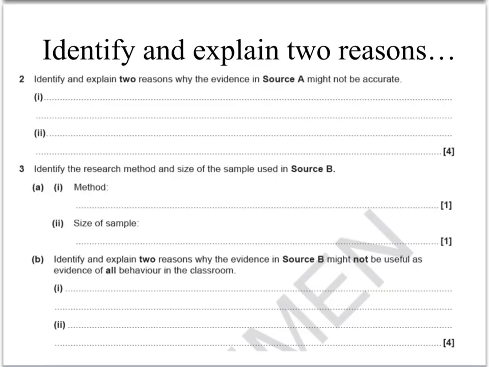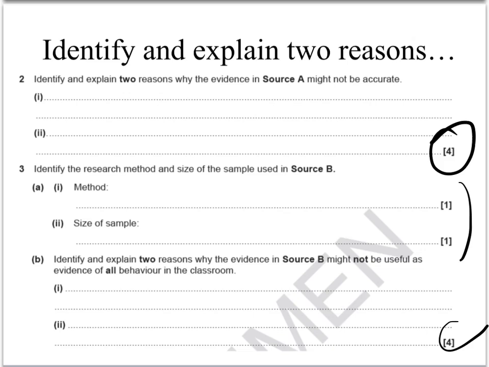The second type of questions are identify and explain, and it's always 2 reasons. These are pretty much always 4 marks. As you can see, this one's 4 marks, and this is what the bottom one is as well. The ones in the middle are just literally identify. It could be 1-word answers. You do not need to spend a lot of time on those.